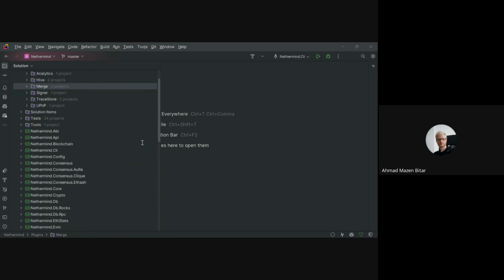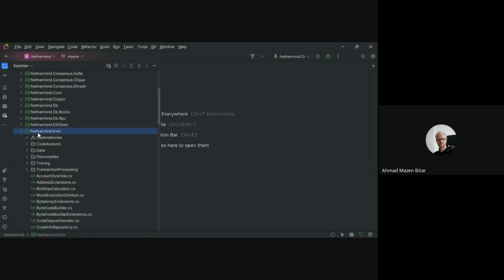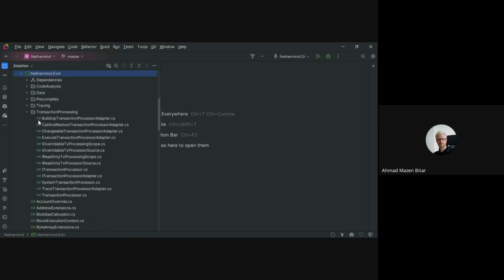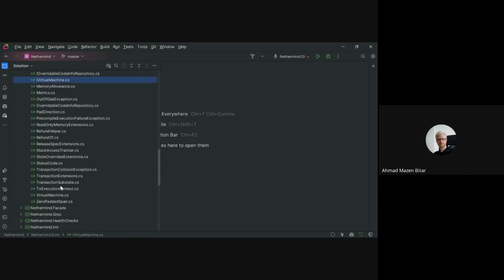Moving on, one thing that is part of consensus that is very important is the EVM. So the EVM implementation for Nethermind is located here, and you'll see all the transaction processing classes here, and then there is also the Ethereum virtual machine. This is almost the most important class in this code base. This is where we have the logic for executing all the different bytecodes.